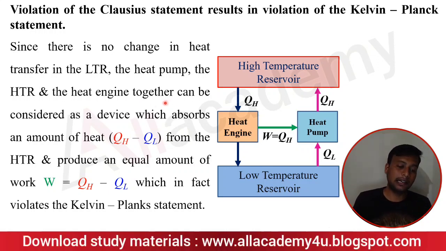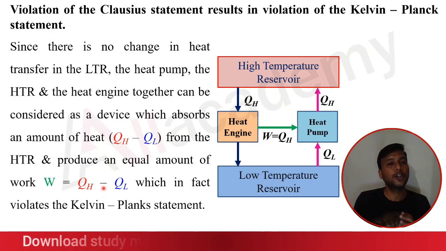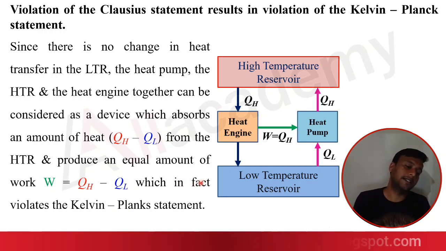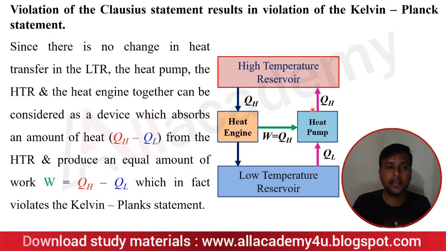Now the heat pump, the higher temperature reservoir and the heat engine together can be considered as one device, which absorbs an amount of heat QH minus QL from the high temperature reservoir and produces an equal amount of work, W equals QH minus QL, which in fact violates the Kelvin-Planck statement. The Kelvin-Planck statement says it cannot convert all the heat energy into work, but here it is producing an equal amount of work, QH minus QL. So that violates the Kelvin-Planck statement.